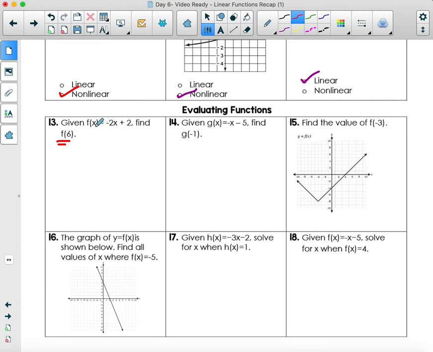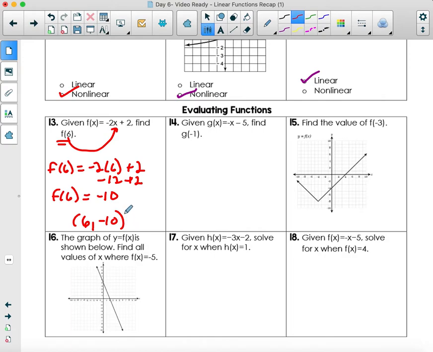If you look at this one, I'm establishing f of x is equal to -2x plus 2. f of 6 is asking me to take 6 and plug it in for the x value. So therefore, f of 6 is going to equal -2 times 6 plus 2. You're going to get -12 plus 2, and you're going to get that f of 6 is equal to -10. That means that when x was 6, y was -10. All right, notice I'm asking you to find f of 6.